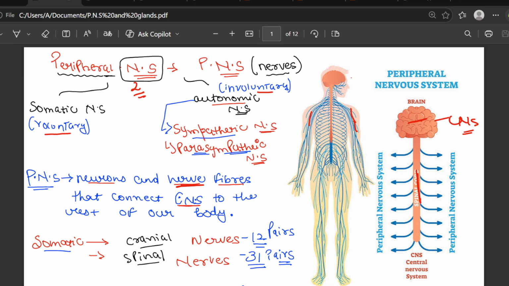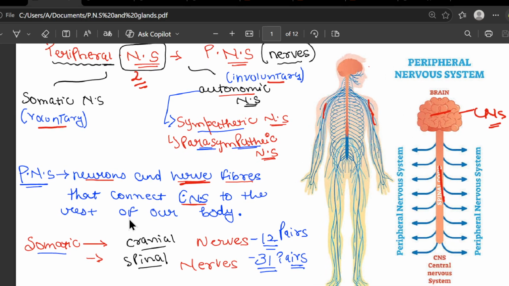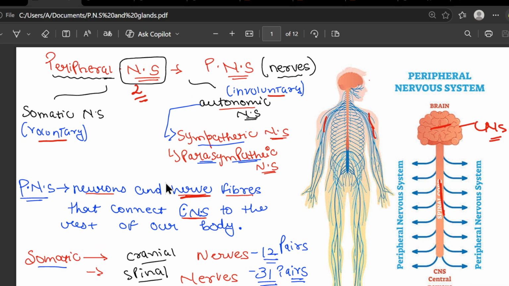Now we will look at the PNS, the peripheral nervous system, which is very, very important. It is important because it has a lot of important nerves, and without nerves our brain will not be able to function. That is why you have to look at it properly. Nerves are very, very important. Now here you can see we have the sympathetic and parasympathetic nervous systems, which are part of autonomic, and somatic.